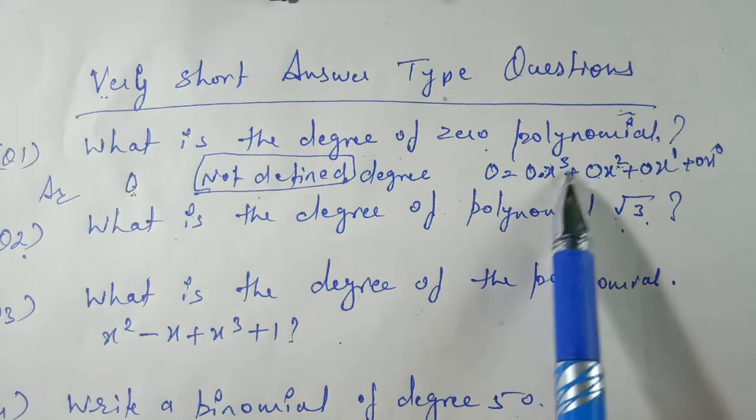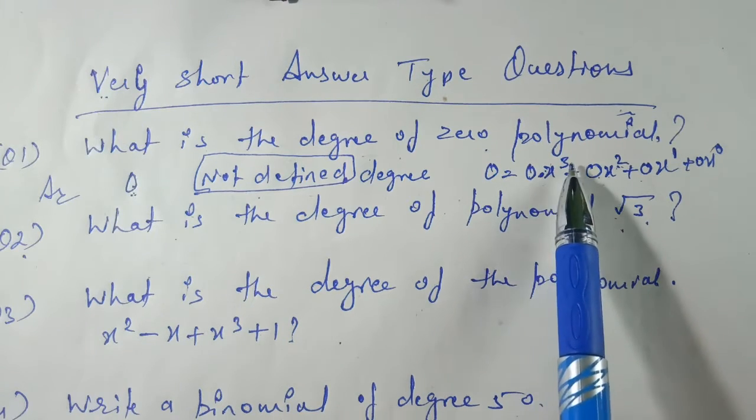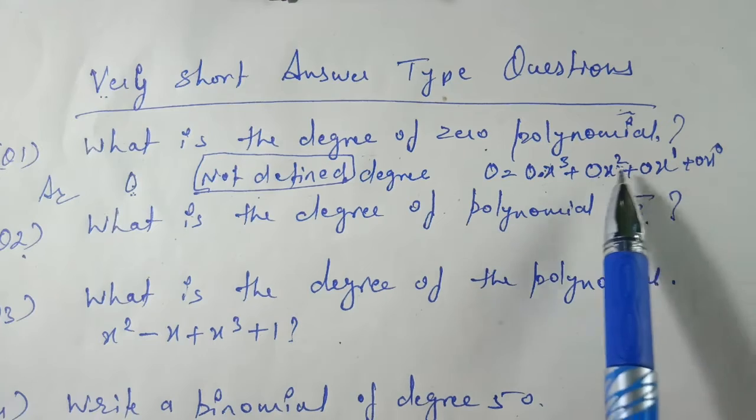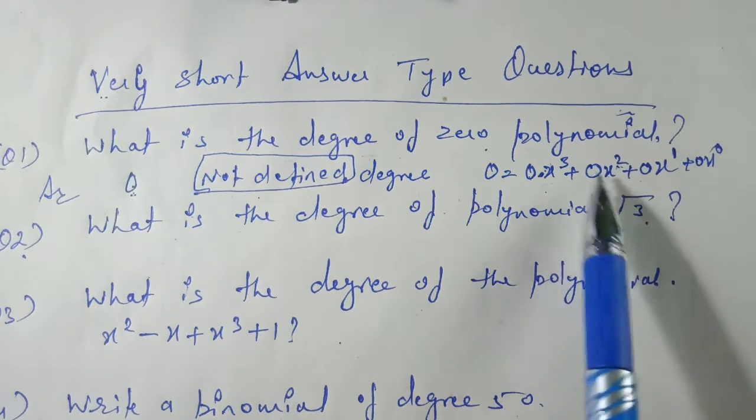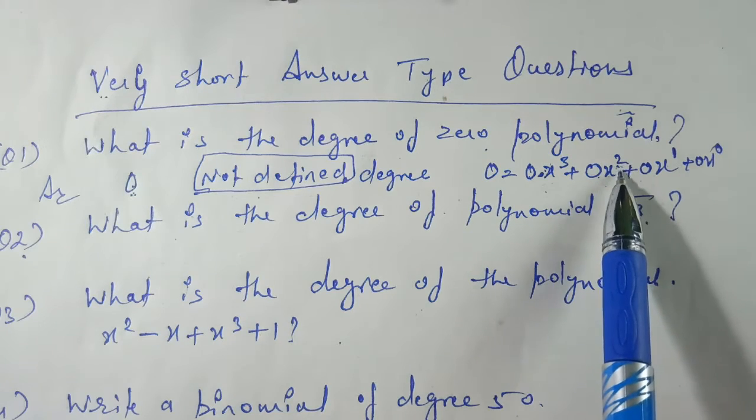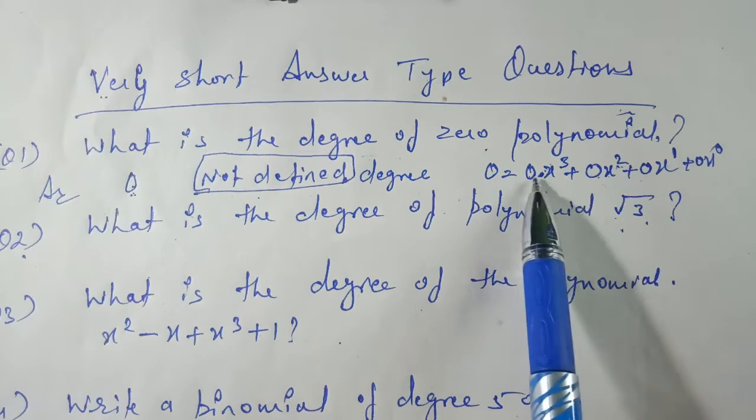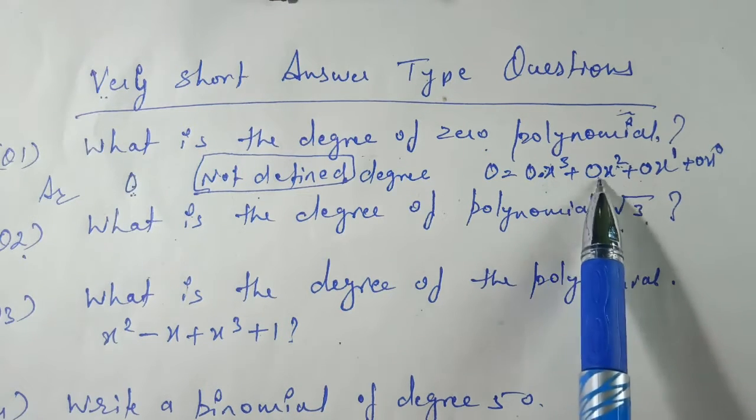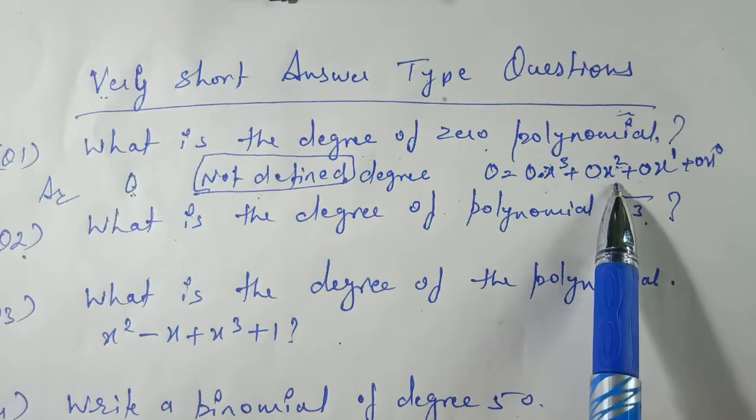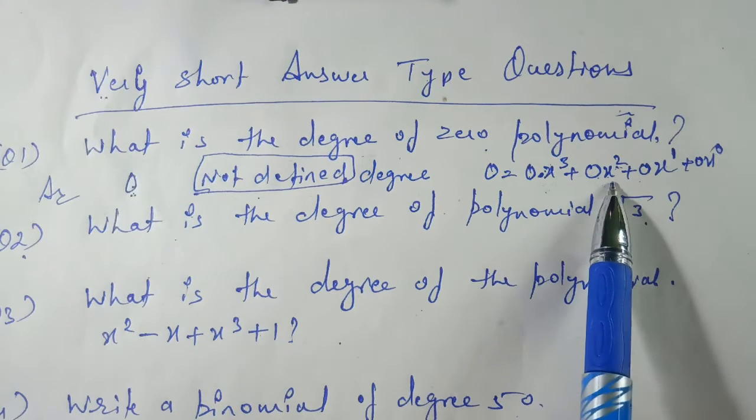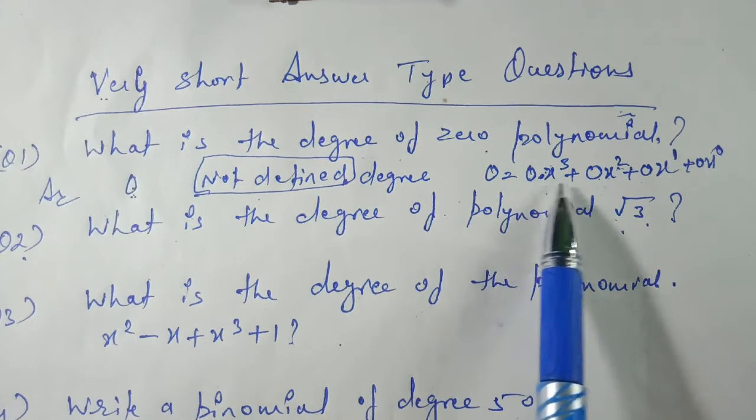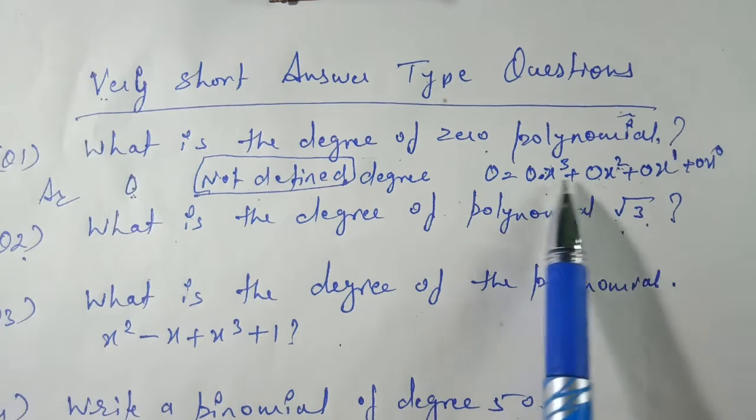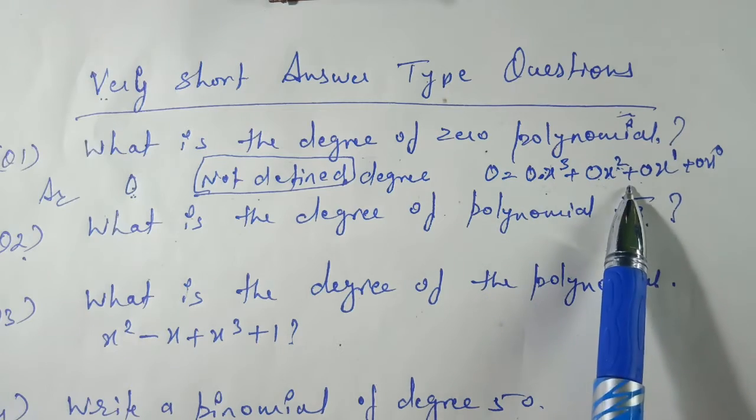If we multiply 0 into x raised to the power 3, it becomes 0. It means we cannot take 3 as the highest power. If we multiply x raised to the power 2 by 0, it becomes 0, so we cannot take the highest power as 2. Since all the coefficients are 0, it is not possible to decide the highest power of the polynomial. And if the highest power cannot be decided, we cannot tell the degree of the polynomial. So we can say the degree is not defined.